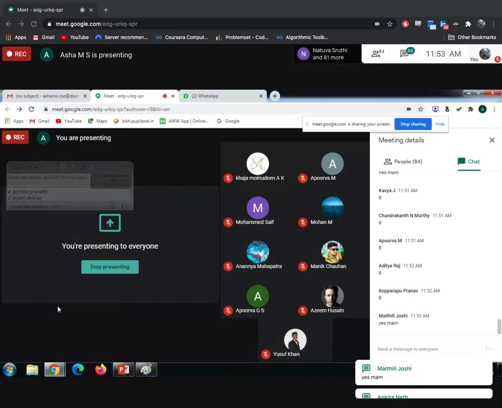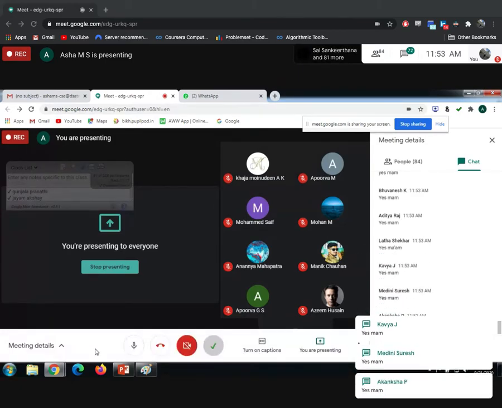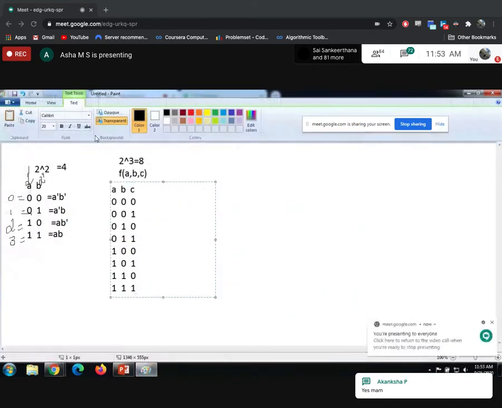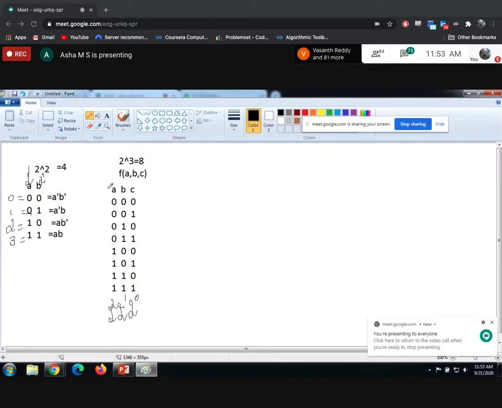Guys, you should write parallelly. Hope everyone is with your notebook and pen. How to write this? I already told. This bit represents 2 power 0. This bit represents 2 power 1. This bit represents 2 power 2. It's like 4, 2, 1.